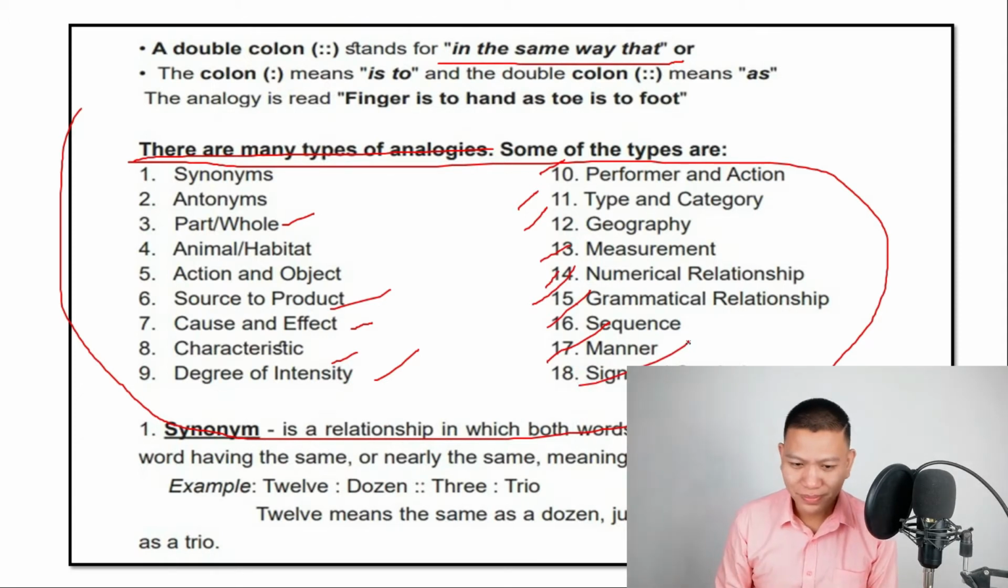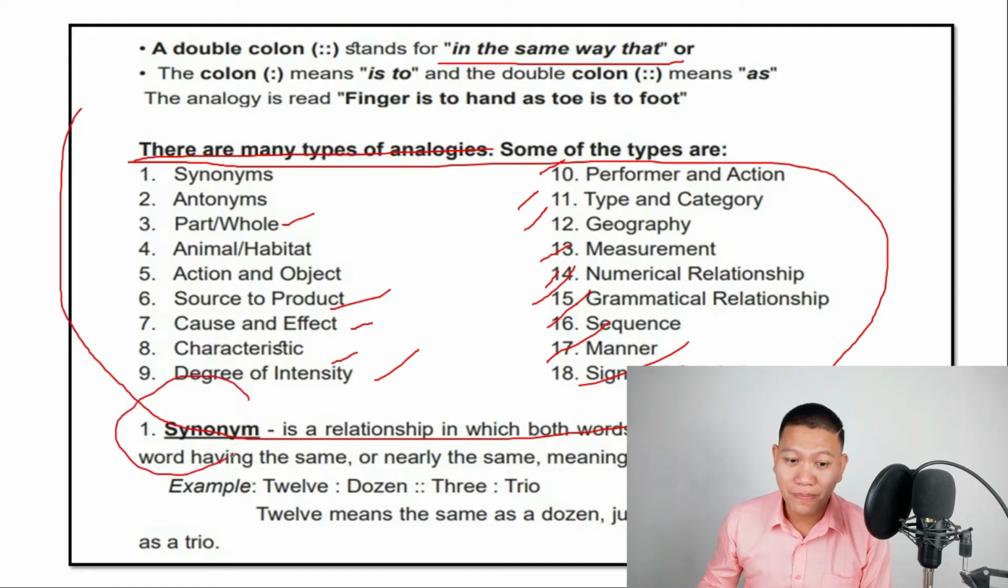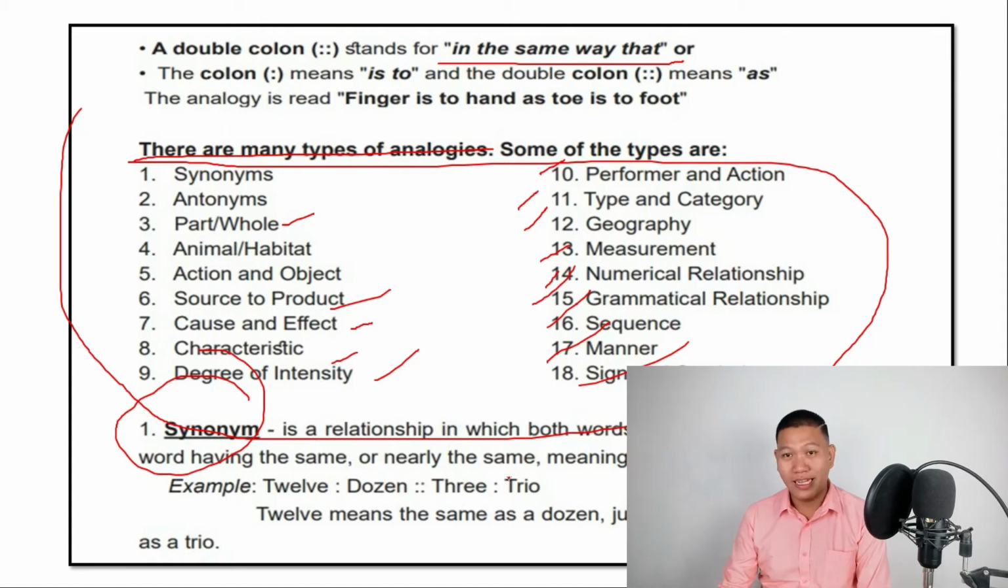Okay. Let us now discuss the first one. So the first one is synonym. The first type of analogy is synonym. It is a relationship in which both words have similar meanings, or a word having the same, or nearly the same, meaning as another. Let's have an example.